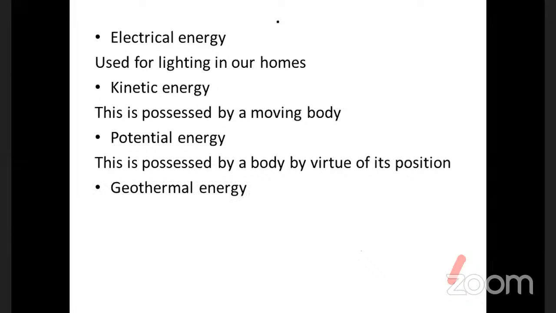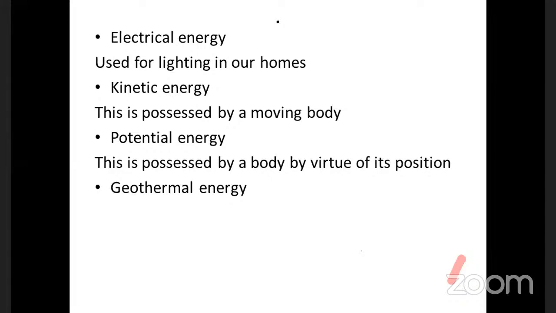Geothermal. We have geothermal energy. Anyone with any idea about geothermal energy? Those who can respond through audio, if your microphone has a problem, you can give your answer in the chat. I will definitely not leave you out.